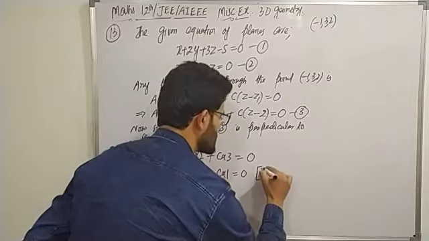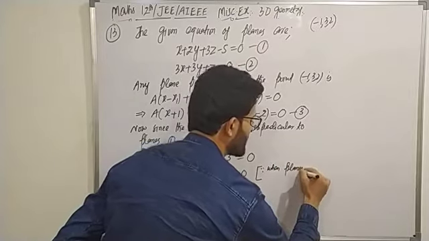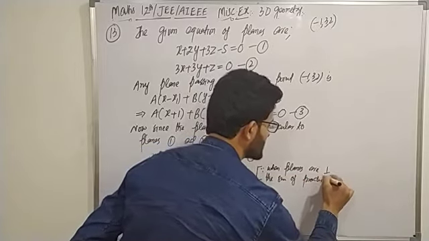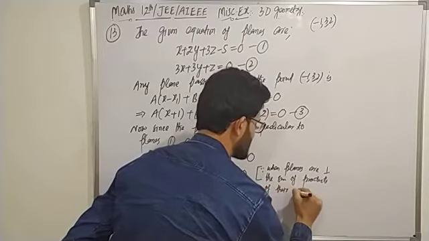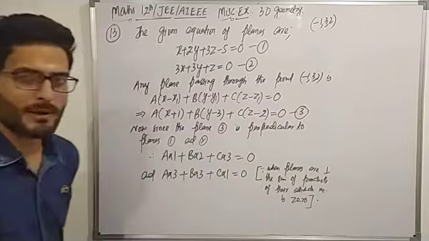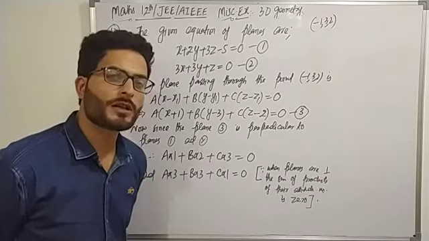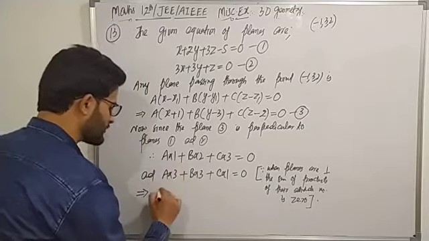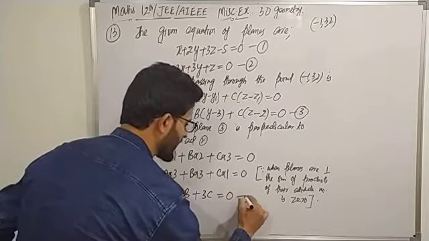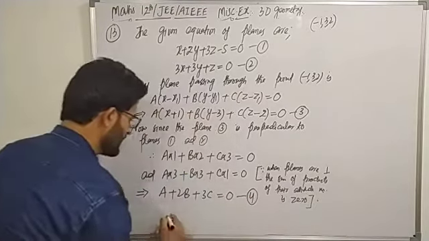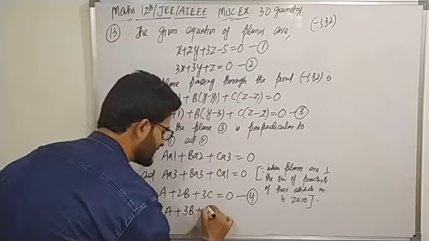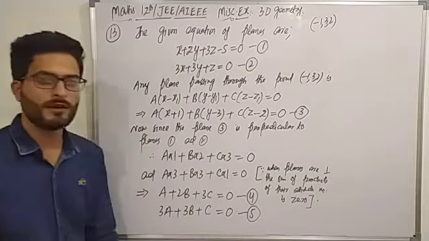Why? Because when two planes are perpendicular to each other, the sum of products of their direction numbers is zero. So, from here what do we get? A into 1, that's A, plus B into 2, that is 2B, plus 3 into C, that is 3C, is equal to zero. We are keeping that as equation number 4th. A into 3, that is 3A, plus B into 3, that is 3B, plus C into 1, that is C, is equal to 0. We are keeping that as equation number 5th.